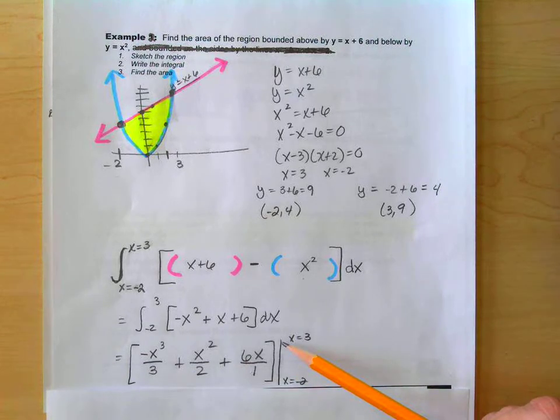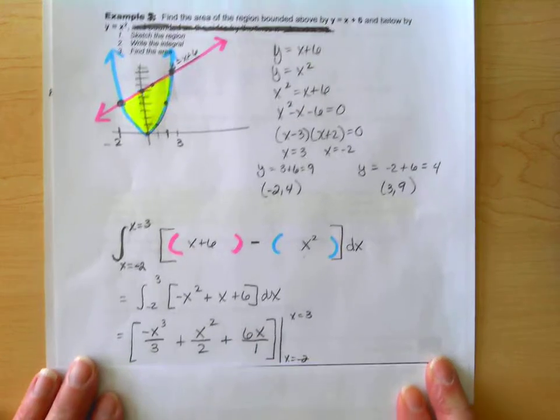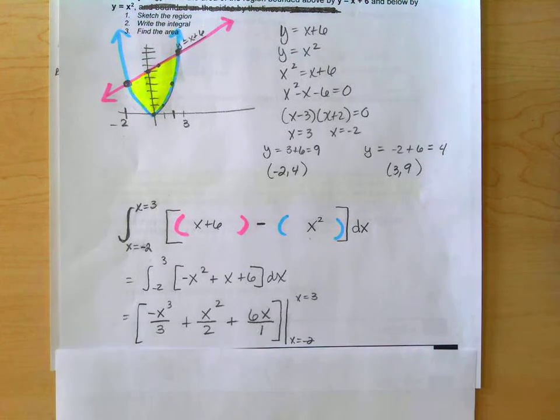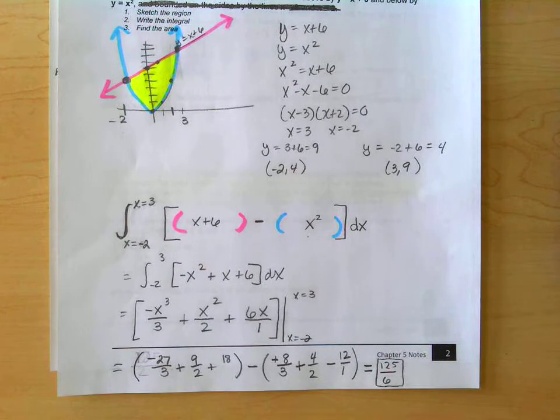And since this is a definite integral from x equals -2 to x equals 3, I'll draw the vertical line to show that our two endpoints are -2 and 3. The next part of evaluating a definite integral is going to be to replace the x with 3 and the x with -2 and subtract those two values. When we do the substitution and subtract, we'll get 125 over 6.